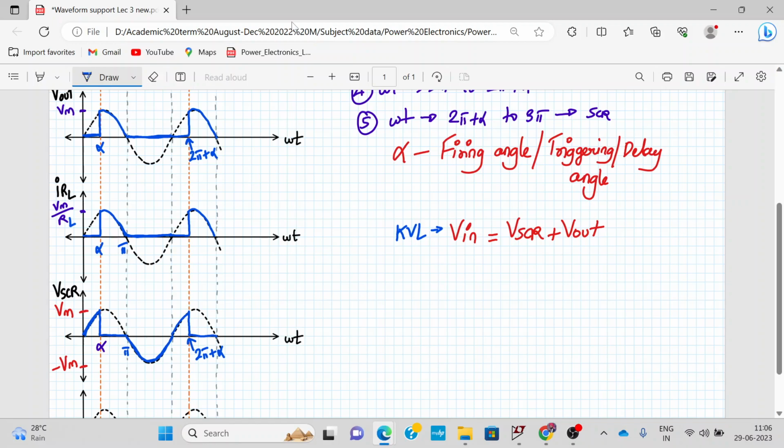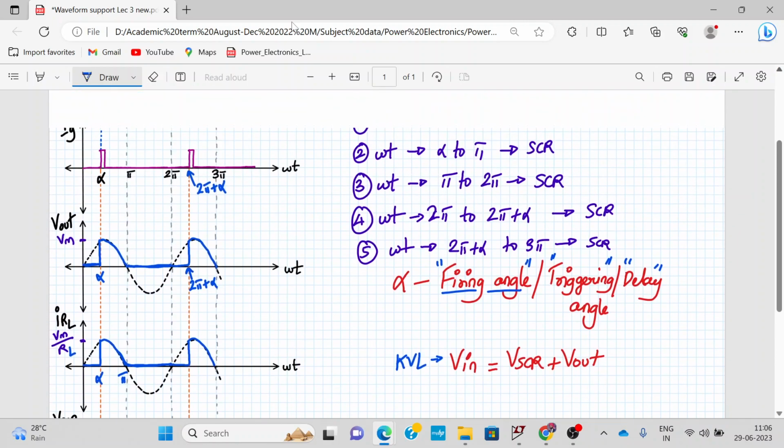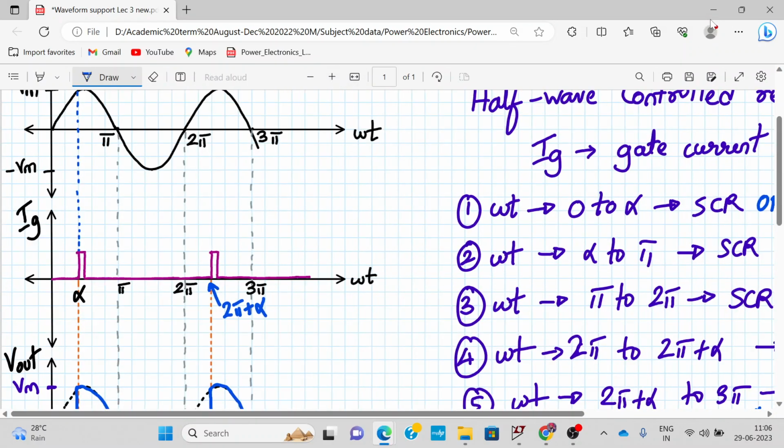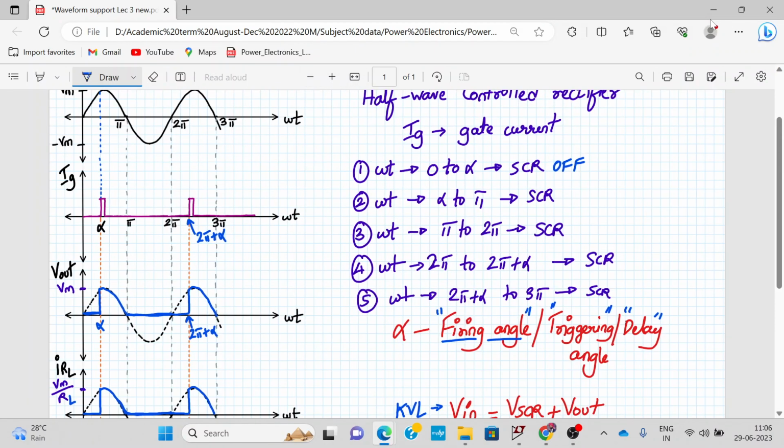So alpha is also called the firing angle. That's more important. Alpha is called the firing angle or triggering angle or delay angle. All right. So let's revise what happens over here. From 0 to alpha, SCR is in the forward blocking state. So SCR is off over here. From alpha to pi, we have applied the trigger pulse, so SCR turns on. All right. From pi to 2 pi, SCR is off. It is in the reverse blocking mode.